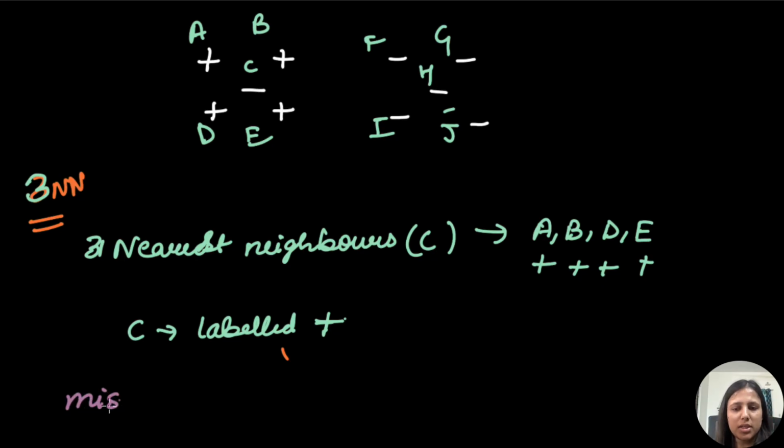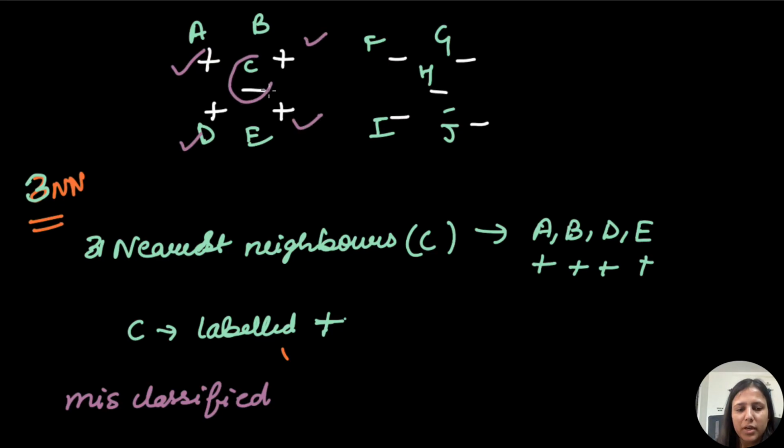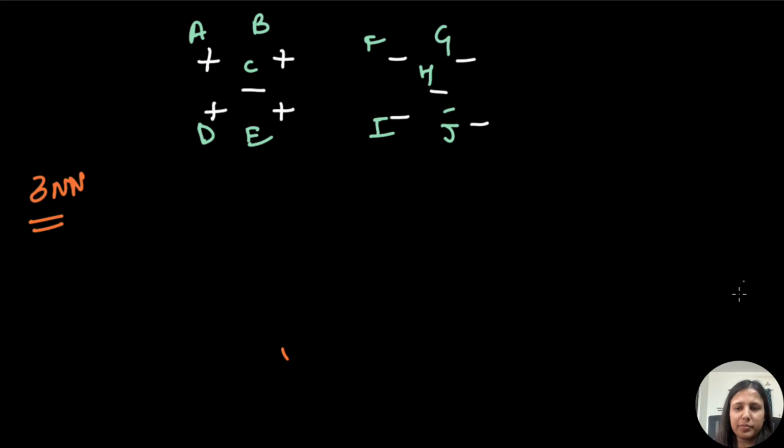So can you start seeing the difference? In 1NN, all these 5 data points were not classified correctly, but here, because we are using 3NN, we are able to classify 4 of the data points, and only C is not getting classified correctly. Now let's look at F. For F, the 3 nearest neighbors are G, H and I, and all of them are negative, so this will be labeled as negative, which is correct.